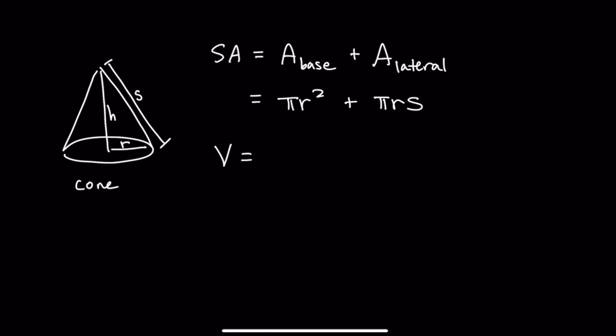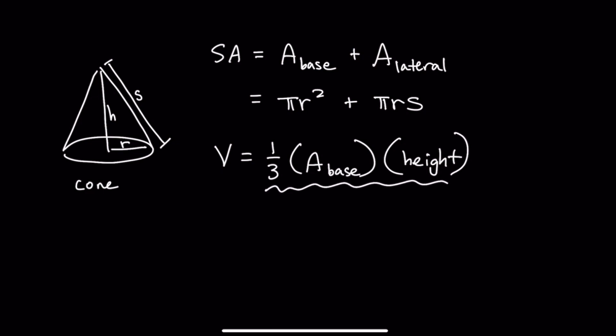The volume of a cone is 1/3 times the area of the base times height. Another way you can kind of interpret this is that the volume of a cone is 1/3 the volume of a cylinder with the same radius measurements. So this will be the same as 1/3 times pi r squared, that's the base, times h, that's the height.